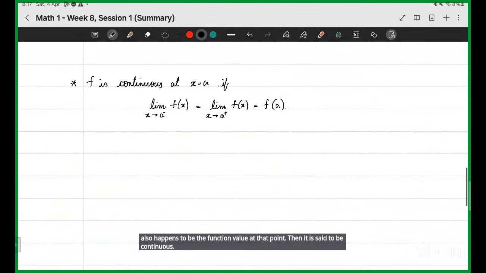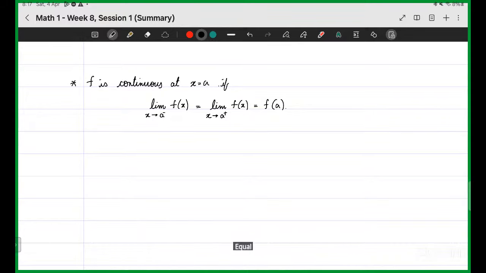Now, can you give me an example of a function for which right hand limit and left hand limit both exist and they are equal, but the function value is not equal to those two things?